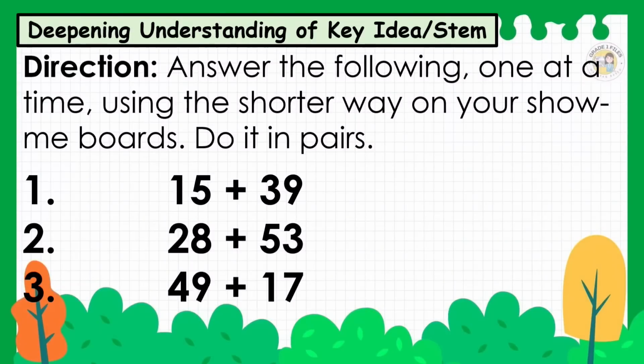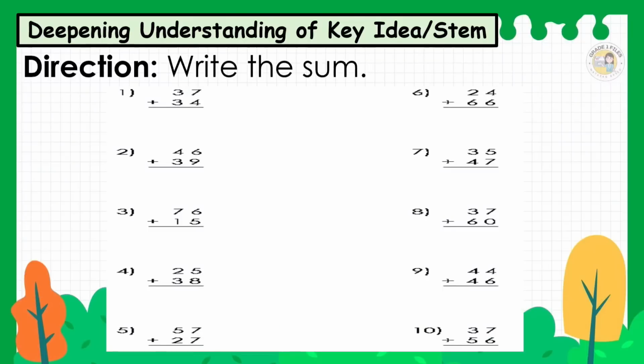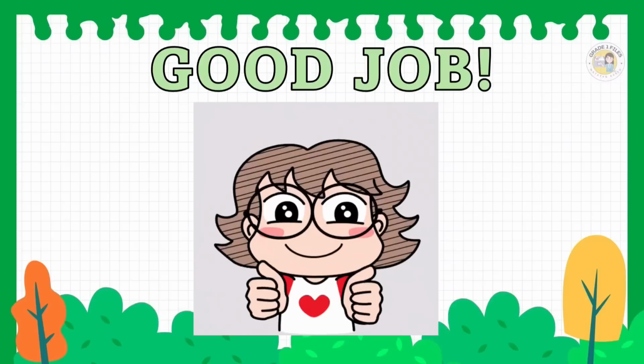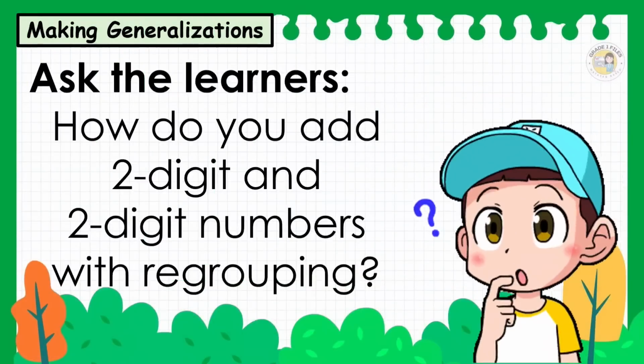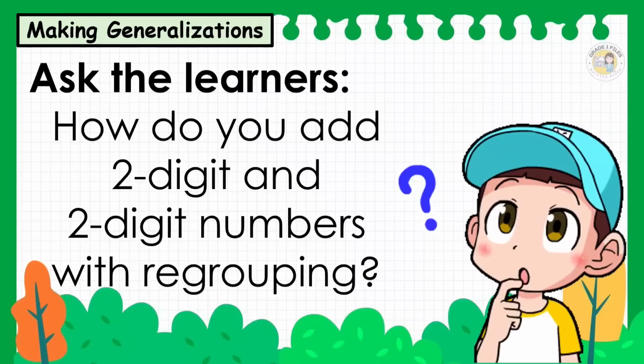Answer the following, one at a time, using the shorter way on your show me boards. Do it in pairs. Students, how do you add 2-digit and 2-digit numbers with regrouping?